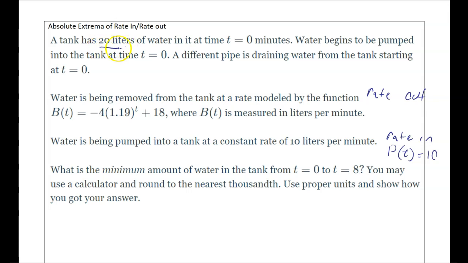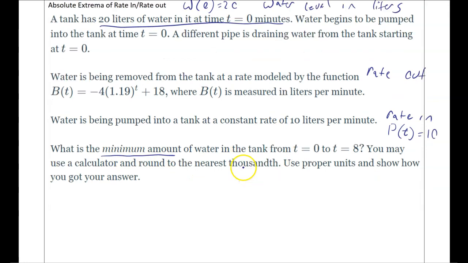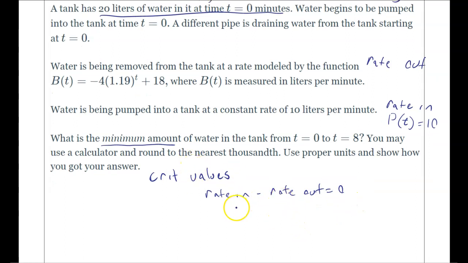Notice we also have this initial condition. We have 20 liters of water in the tank at time t equals 0. I'm going to call that w of t for water level. So we're going to say w of 0 equals 20. And that's going to be my water level in liters. And we're asked, what's the minimum amount of water in the tank from t equals 0 to t equals 8? Well, what I would need to do here to get my critical values is I would want my rate in minus rate out to be 0.